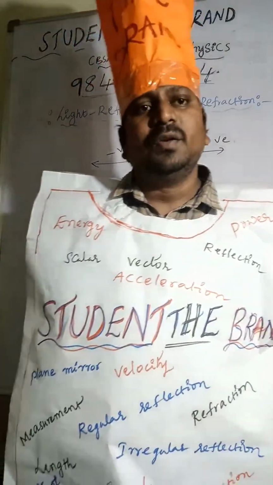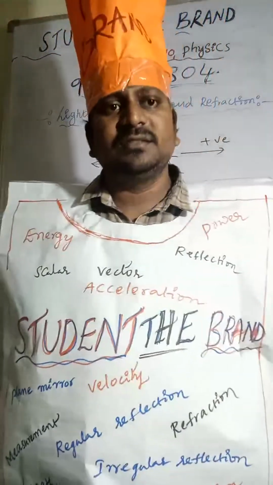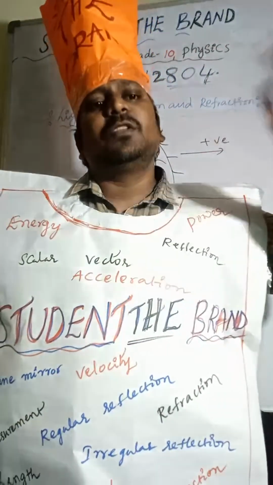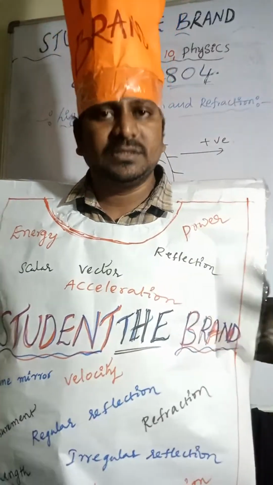New Cartesian means normal sign conventions only. All distances are positive along the incident rays. All distances are negative opposite to incident rays. Above the principal axis positive, below the principal axis negative. So this is about new Cartesian sign conventions.